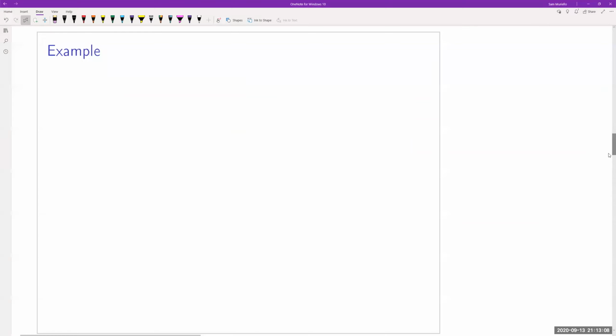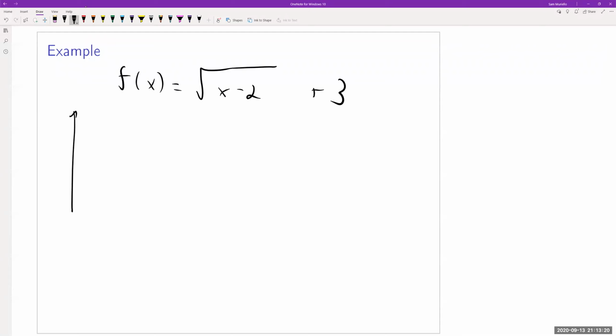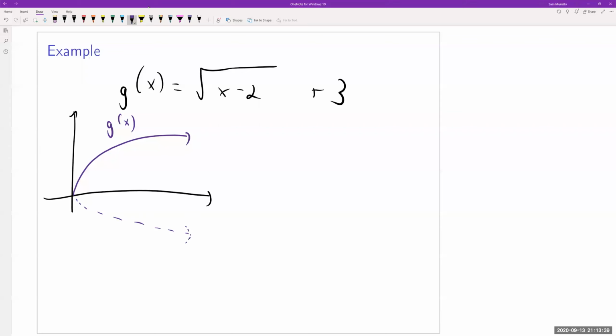Let's do an example here with a function that has a formula. Let's say f of x is equal to the square root of x minus 2 plus 3. Now, we haven't talked about square roots yet in this class, so I'll just give us the graph for square root of x. And let's call this one g of x instead to differentiate from the f we were working with earlier. The graph of g of x looks like half a parabola, since a square root is the opposite of a parabola.